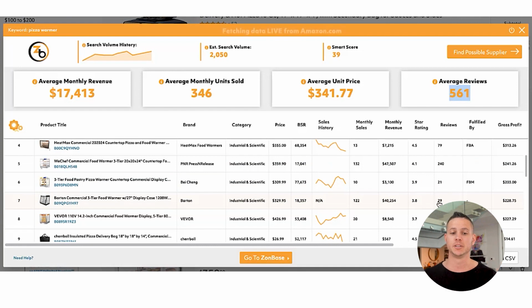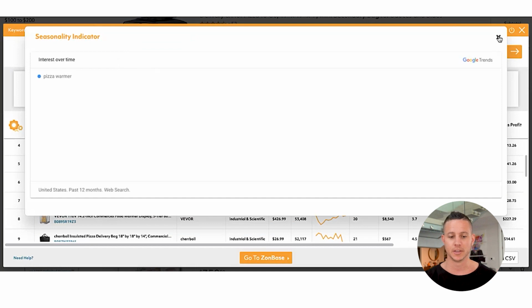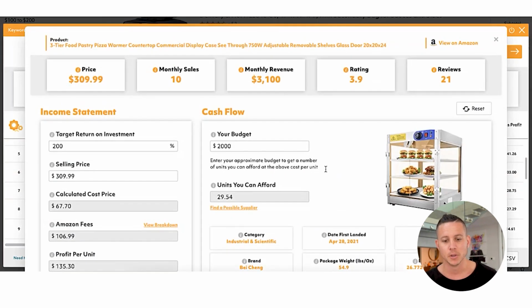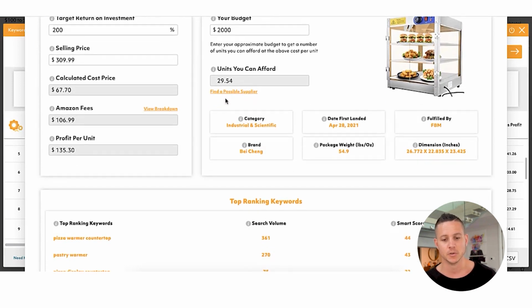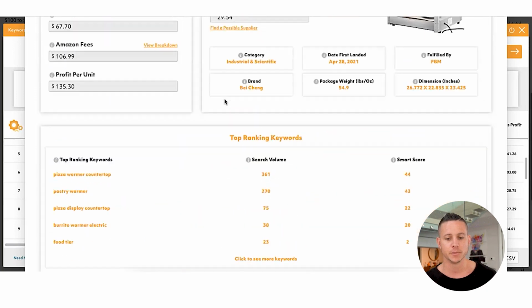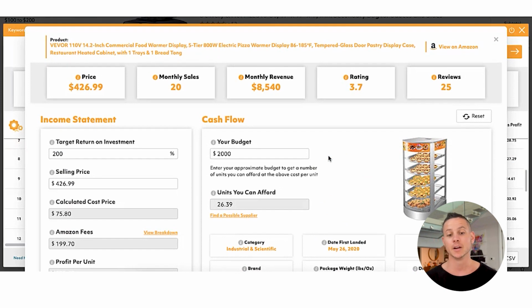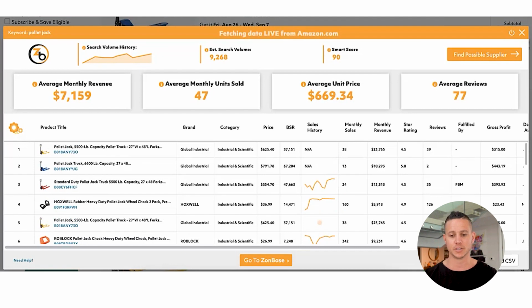So this is 100% a product that I would want to actually look deeper into when it comes to all sorts of things that are actually important related to this product, right? If we wanted to, we can even go in a little bit deeper, look at the sales history. We can get an income statement, where we're targeting how much profit percentage or profit per unit that we're looking for. We can enter our cash flow. We can look at the number of units that we can afford, right? All of these extremely, extremely valuable things, all available to you literally at the click of a button here inside of the Zonbase Chrome extension. So Pizza Warmer, definitely one that I would want to actually look deeper into.